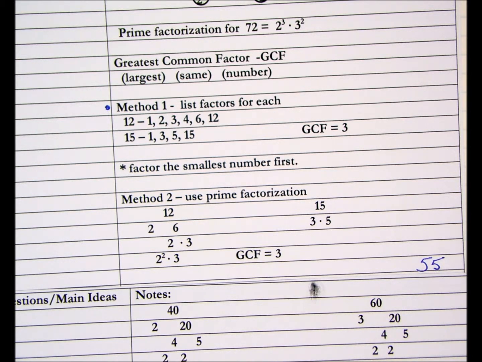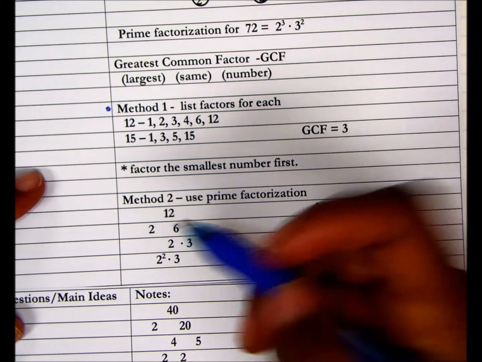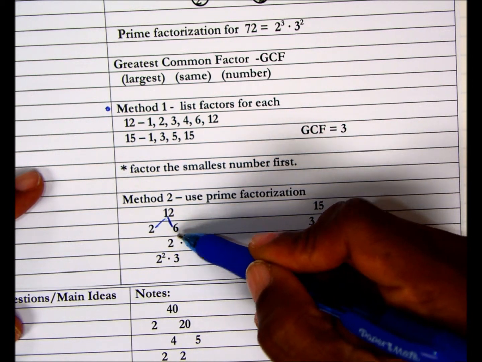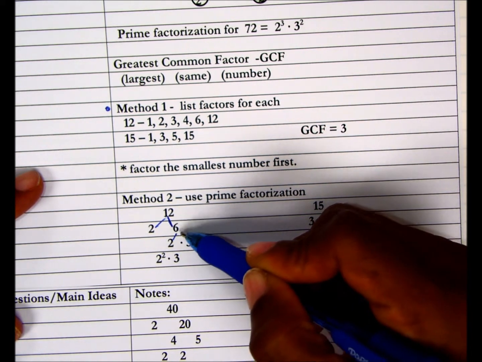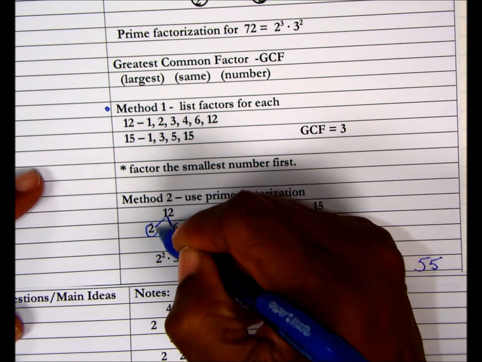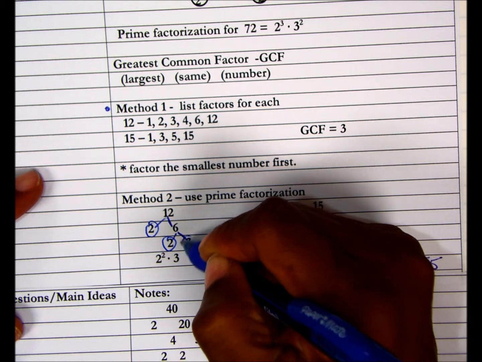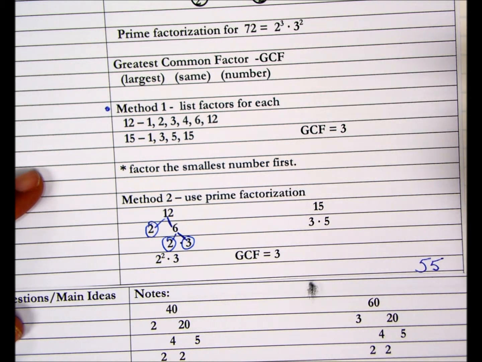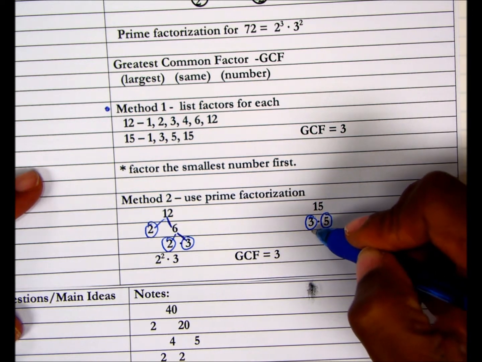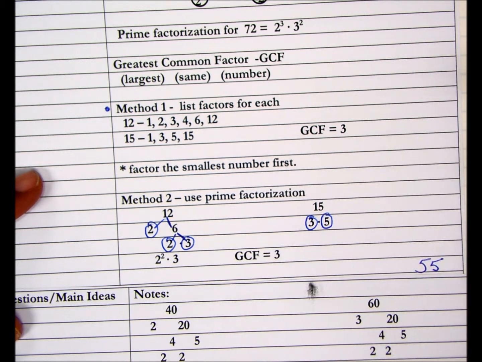So in method 2, though, we use prime factorization. So we took 12 and went 2 times 6, but 6 wasn't prime, so we did that again. 2 times 3 is 6, and now we're in primes, and we've got 2 squared times 3. 15, 3 times 5, they were both prime. Again, we see the only thing they have in common is 3.